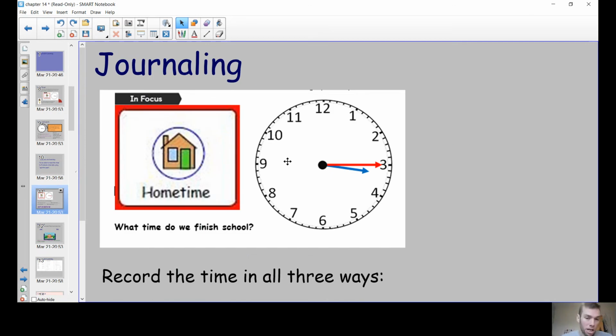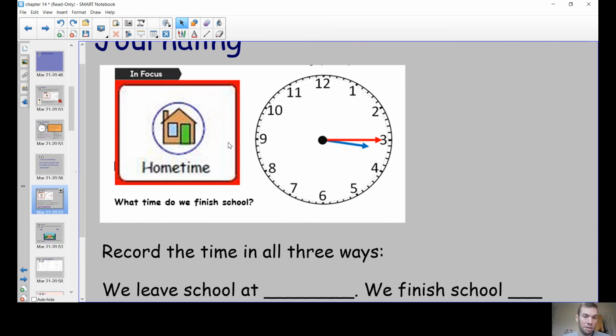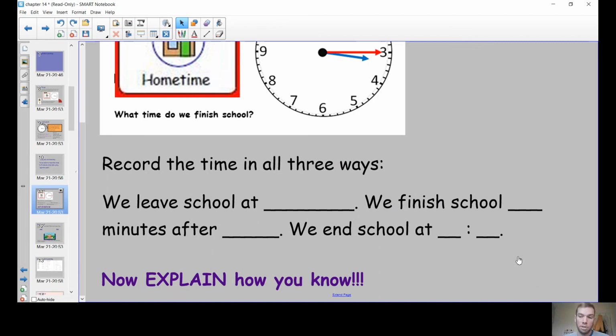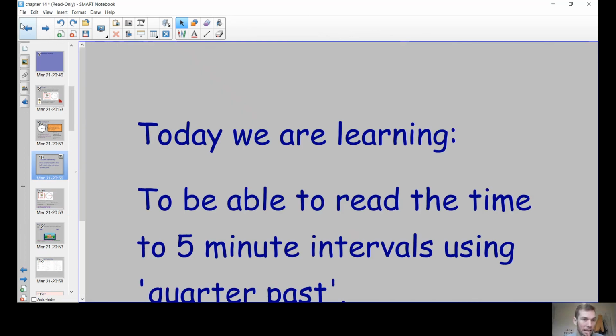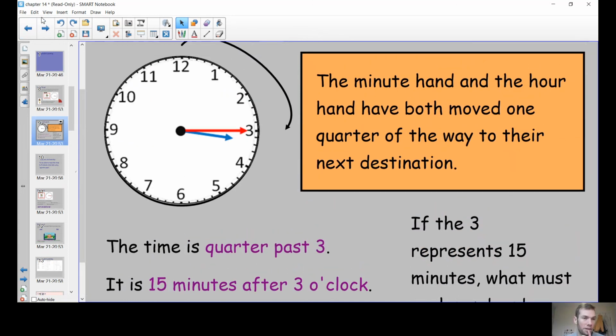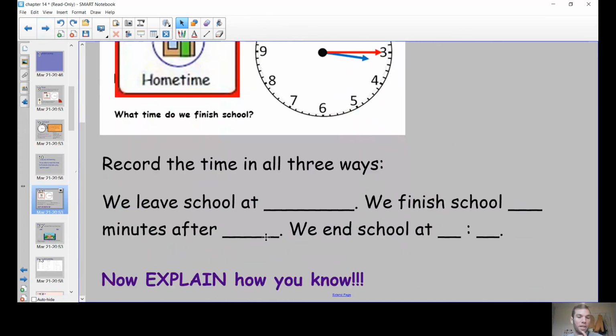For your journaling today, we would love you to have a go at this in focus task, and we would love you to record all 3 ways. Now I'm going to give you these sentence starters. We leave school at, we finish school something minutes after something, we end school at something something. So I want you to use those 3 different ways I had written down here: 3:15, 15 minutes after 3 o'clock, 3:15, to help you with your journaling today.